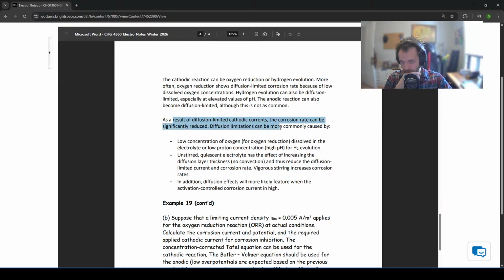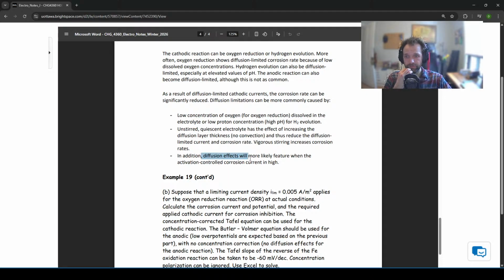Diffusion limitations can be more commonly caused by low concentration of oxygen dissolved in the electrolyte or low proton concentration, high pH. Unstirred quiescent electrolyte has the effect of increasing the diffusion layer thickness and thus reduces the diffusion limited current and corrosion rate. Vigorous stirring increases corrosion rates. In addition, diffusion effects will more likely feature when the activation controlled corrosion current is high.